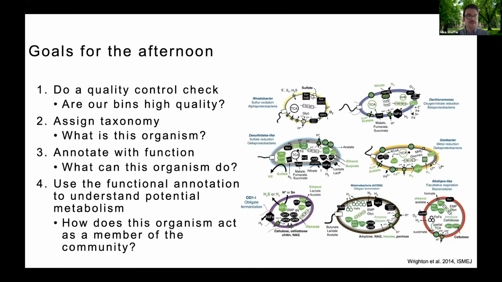Then we want to be able to assign taxonomy. So this is asking, what is this organism? So what taxonomic group is it from, and what can this tell us about the organism? Then we're going to want to annotate with function. That's asking, what can this organism do? What functions is it capable of doing, and how will this impact the community? Which leads us to topic 4, which is using the functional annotation to understand potential metabolism. So how does the organism act as a member of a larger community?